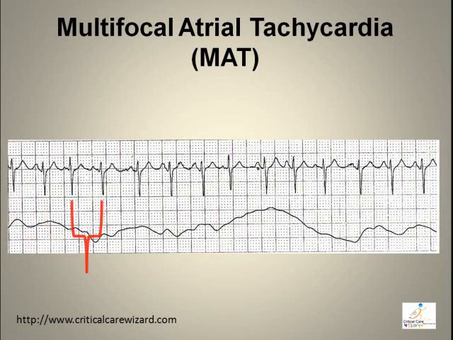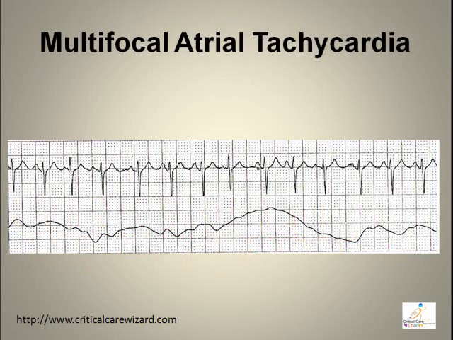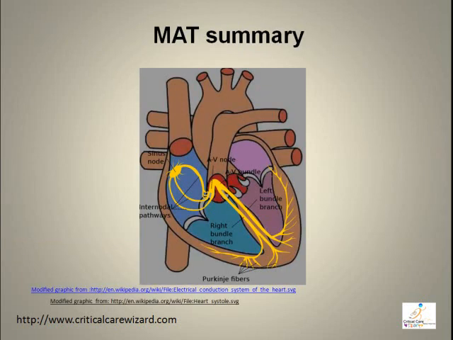Multifocal atrial tachycardia, or MAT: rhythm is irregular. MAT P wave shape or morphology is non-consistent. MAT may start anywhere in the atria. This abnormally presents an inconsistent shape of the P wave in the ECG paper.